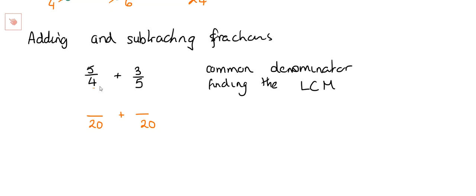So, for instance, you're going to tell me multiply by 5. Therefore, you have to multiply by 5. So we get 25 over 20. And this one has to be multiplied by 4. Multiplied by 4. So we get 12. Okay. So then the answer is 37 over 20. Okay. Good job.